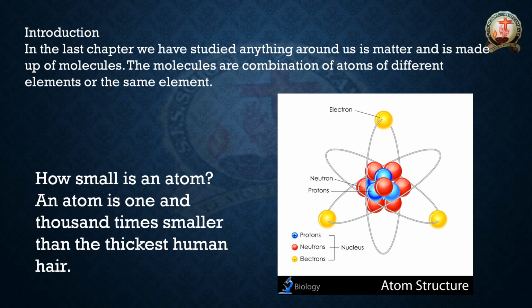How small is an atom? An atom is 1000 times smaller than the thickest human hair. Okay, this is for the general definition. The atom is very small, 1000 times smaller than a human hair. For your simple identification, I'll use simpler words: 1000 times smaller than the thickness of a human hair.